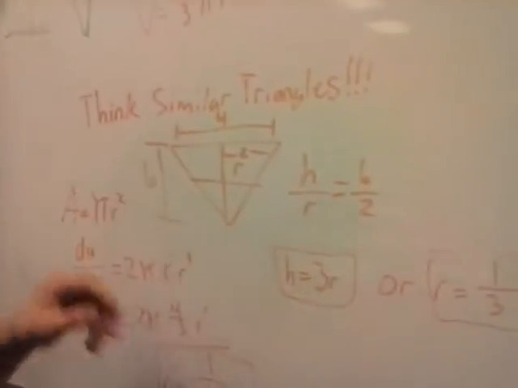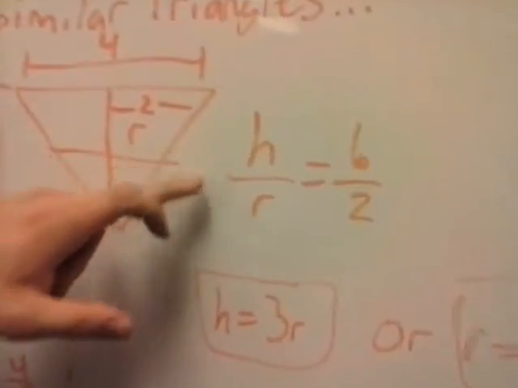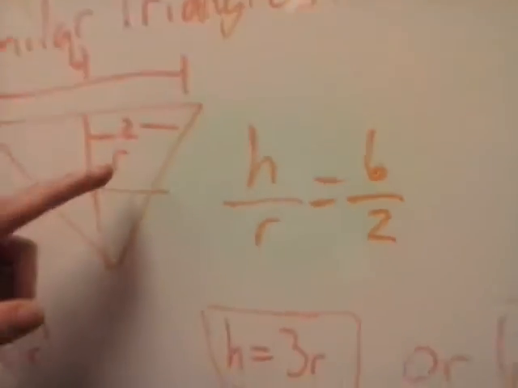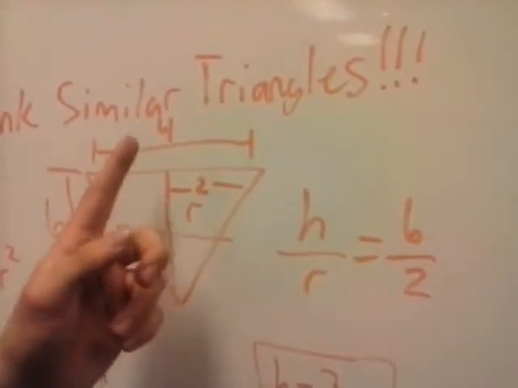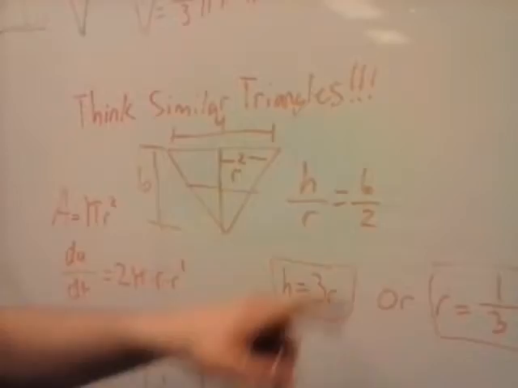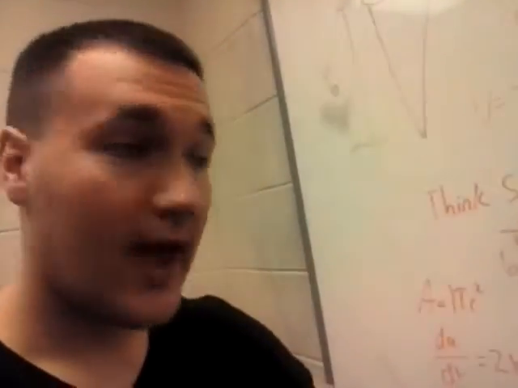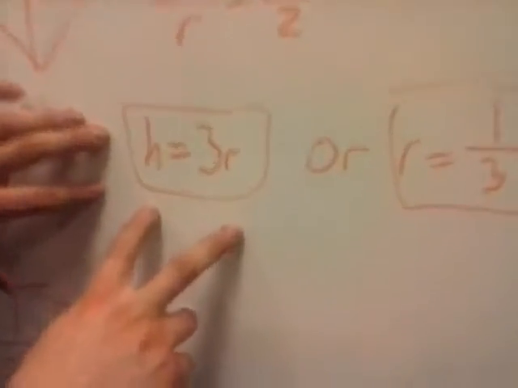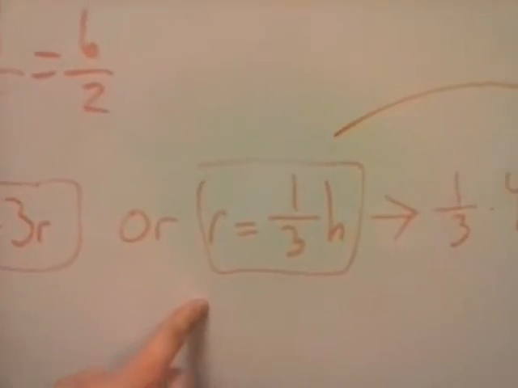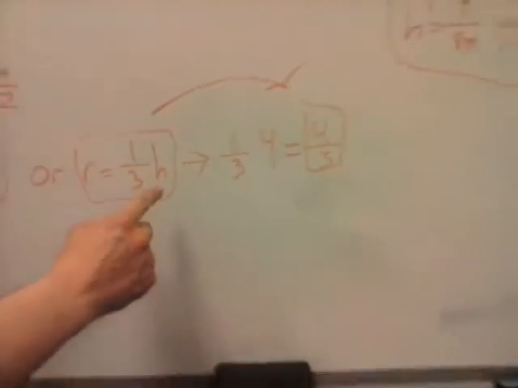So we're going to have h over r, height over radius. And your radius is just half of this, so it's only going to be 2. It's not going to be 4, it's going to be 2. h over r is now going to be 6 over 2, which now means h, your height, is 3r. Or your r is now 1/3 h.